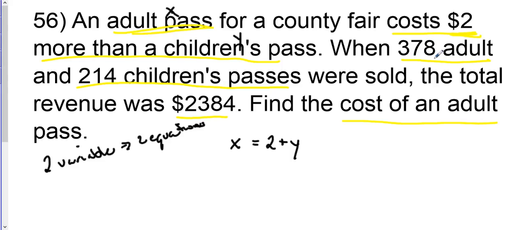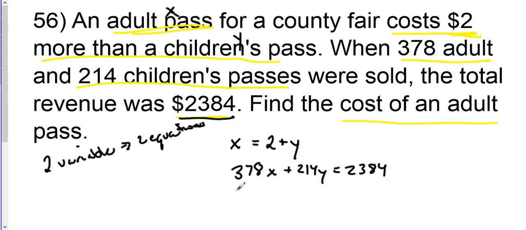The second equation: we know that 378 adult passes and 214 children's passes were sold. So we take 378 adults times X, whatever that cost is, plus 214 times Y, and that equals the total revenue, which I underlined, $2,384. And that seems right. The number of adults times how much it costs, plus the number of children times how much it costs, gives us our total revenue.